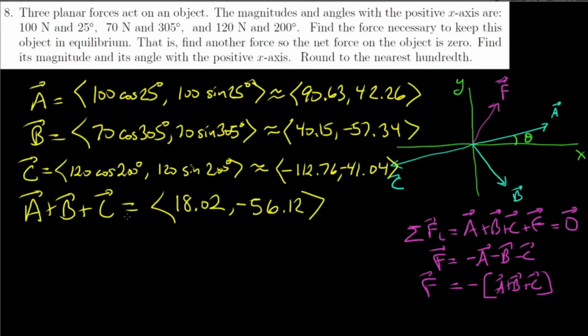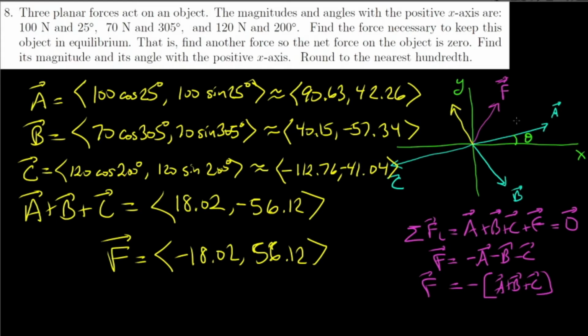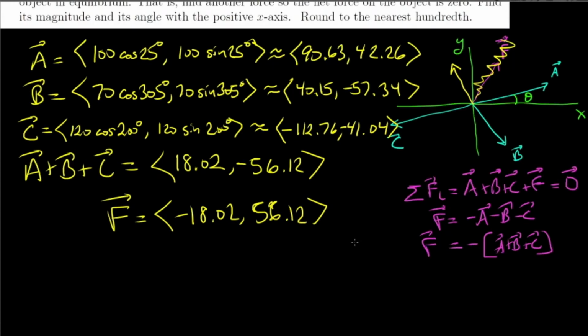Okay. I hope I did that right. Yeah. So that's a plus b plus c. So the force they're looking for is just the opposite of that, right? So it's negative 18.02 and positive 56.12. Okay. So I was wrong, by the way. The force should be something like this. So it was a bad guess, but okay. I guess I should have known based on B, and that A and C almost cancel out, right? So something like that, right?